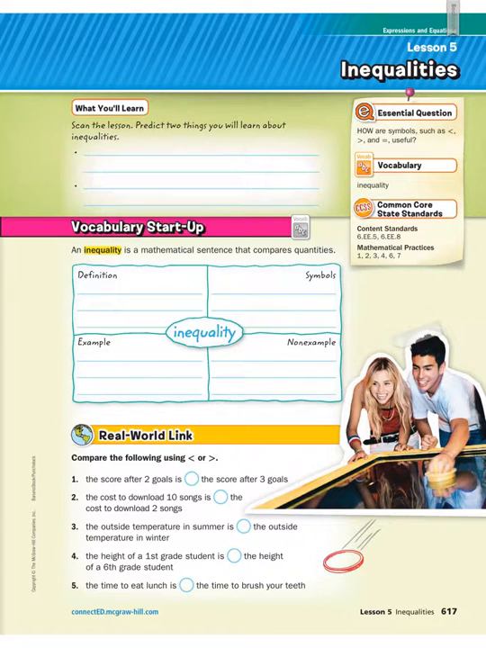Alright, you are on lesson 8.5 on inequalities. So we're going to start off with some vocabulary because you're probably wondering what the heck is an inequality. If you look here, it says an inequality is a mathematical sentence that compares quantities. And you probably still have no idea what that means.